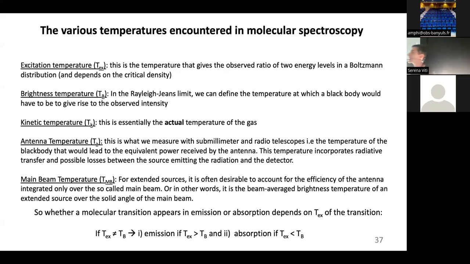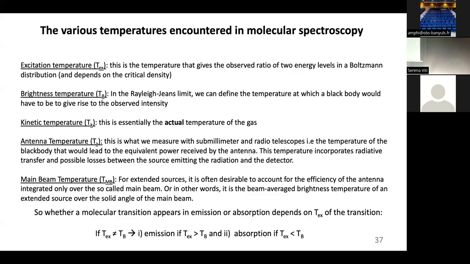And this is, again, a slide for your reference with the different jargon we use in submillimeter. You have lots of temperatures. We have the excitation temperature, which is the temperature that gives the observed ratios of two energy levels. So it tells you how much of a molecule is up here, how much is up there in the different transitions. Then we have the brightness temperature, which is the temperature at which a black body would have to give the intensities that you're observing.